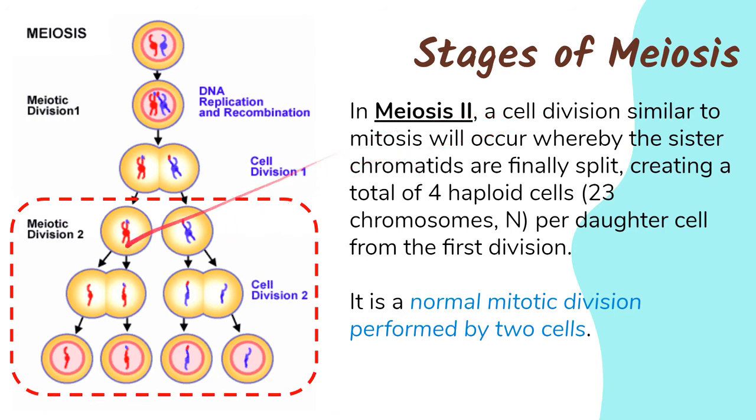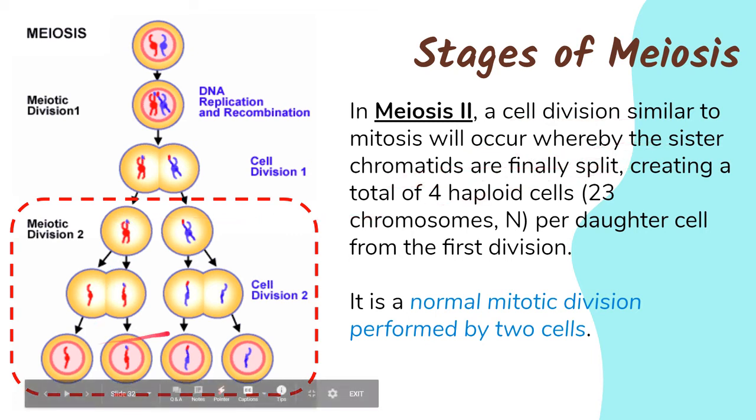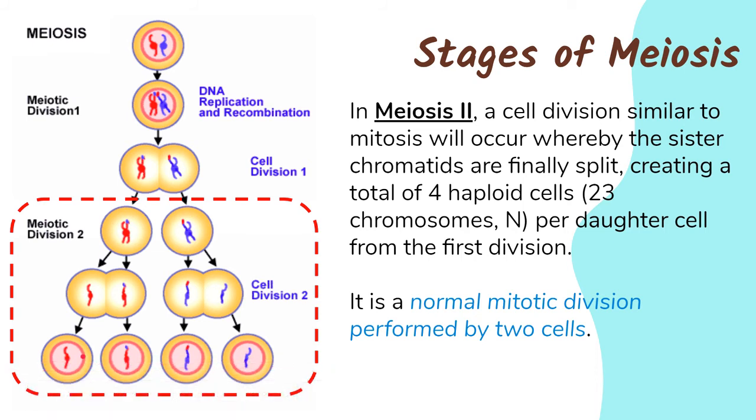During meiosis 2, this is actually a cell division similar to mitosis, whereby the sister chromatids are finally split to create 4 haploid daughter cells. So this is just a normal mitotic division performed by 2 cells. Okay? However, the difference here from mitosis, aside from the total number of daughter cells, is that these cells will no longer return to interphase. Okay? They stop here. If these are sperm cells, they mature into spermatozoa, and then they are discharged out of the male body. So they no longer return to interphase, into gap 1, S phase, gap 2.